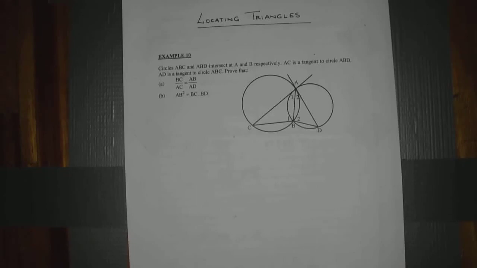So that's the first circle. And then circle ABD intersect at A and B respectively. So the two circles intersect at A and B respectively. AC is a tangent to circle ABD, and AD is a tangent to circle ABC. So you've got those two tangents.